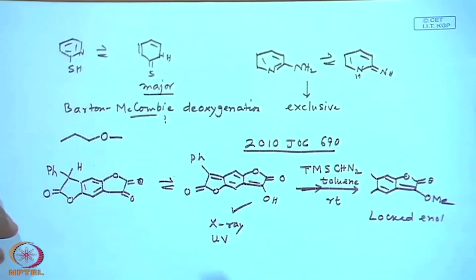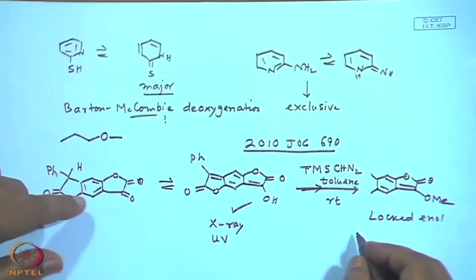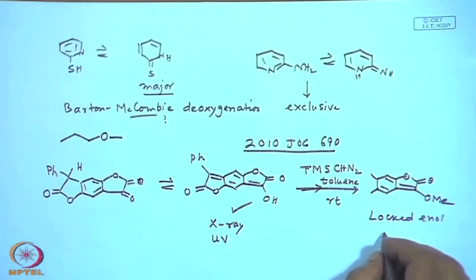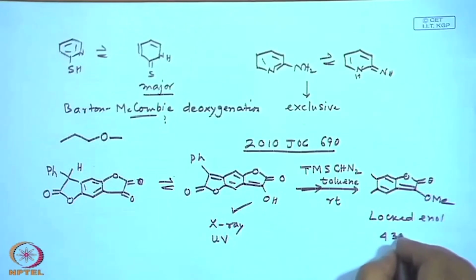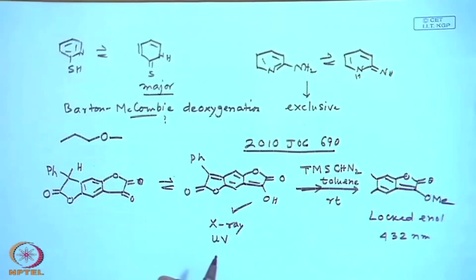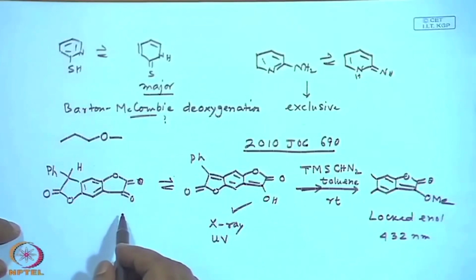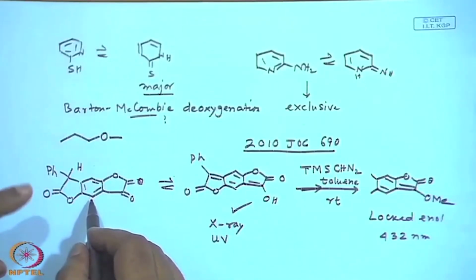And if you look at the UV of the starting one and this one, this has a UV of 432 nanometer. So, the compounds of these enol forms are of similar kinds. But what is the driving force here? That is what you have to find out. What is the driving force to break the aromaticity of the starting compound?